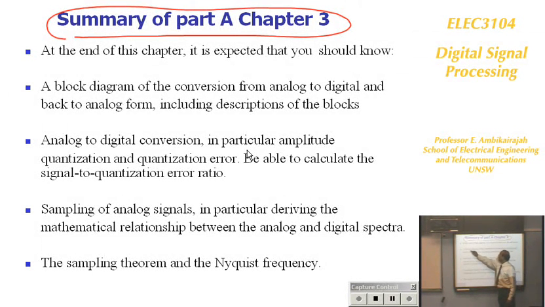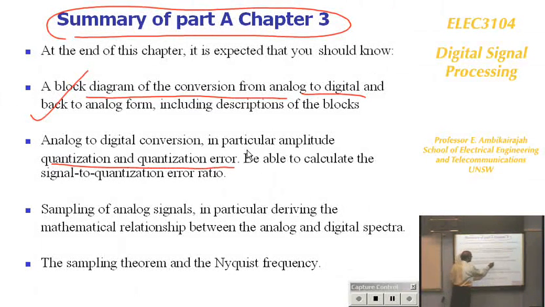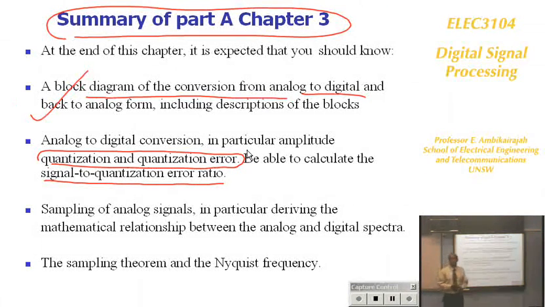So, you need to know block diagram conversion from analog to digital, and back to analog. That's the A to D converter, D to A converter, you should know, and you should know what quantization error is, you should know aliasing, you should know how to calculate signal to quantization noise ratio. All of those should be done there. I have mentioned quantization error, and how you reduce the quantization error, you should know. And also you should be able to calculate the signal to quantization error ratio for a simple sine waveform.